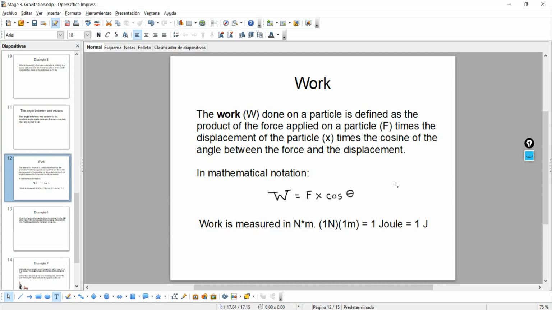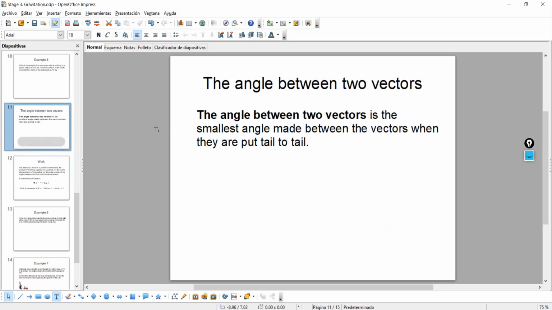Today we're going to take a look at this new concept, the concept of work in physics. Now, before we go into this concept, I first need to explain a previous concept in order to contextualize what we're going to do in a moment. So this idea is the angle between two vectors.